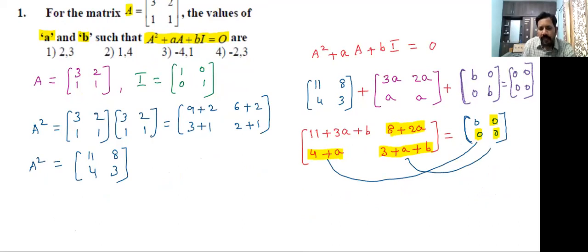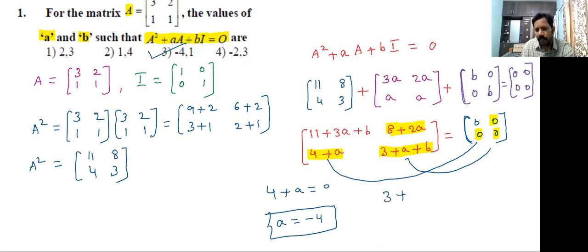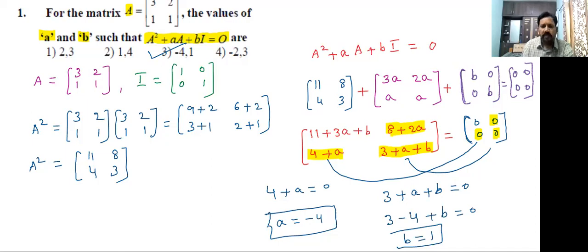Okay. So now I am going to equate these. 4 plus a is equal to 0. Then what is the a value? Minus 4. See the options. Where is the minus 4? In the third option, a value. First a, next b. So we got the answer, or not? But we need to find b also. 3 plus a plus b is equal to 0. 3 minus 4 plus b is equal to 0. Then what is the b value? 1. So a value is minus 4, b value is 1. Which option is correct, students? Third option.